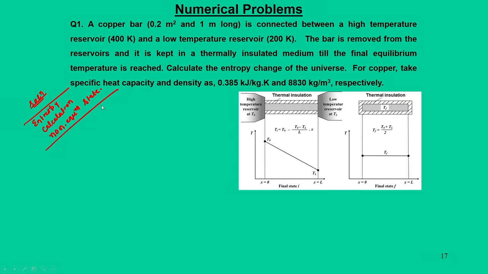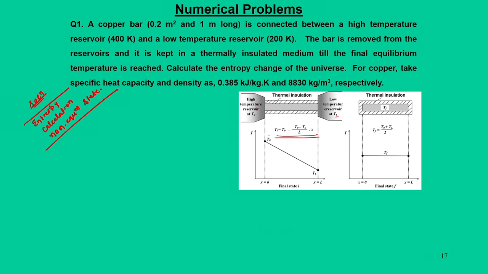Although theoretically I have explained these things, now there is a mathematical problem which says that we have a high temperature reservoir at T naught and a low temperature reservoir at TL, and there is a metallic bar that connects the high temperature and low temperature reservoirs, and there is a thermal insulation around them. In the beginning, there is a temperature change from T0 to TL, and this change happens in a linear fashion.